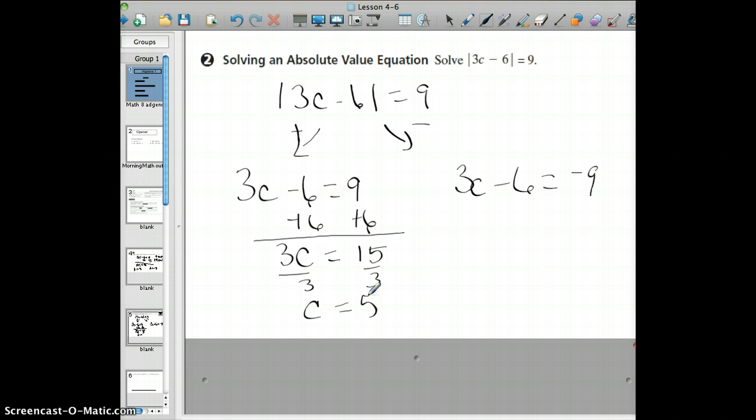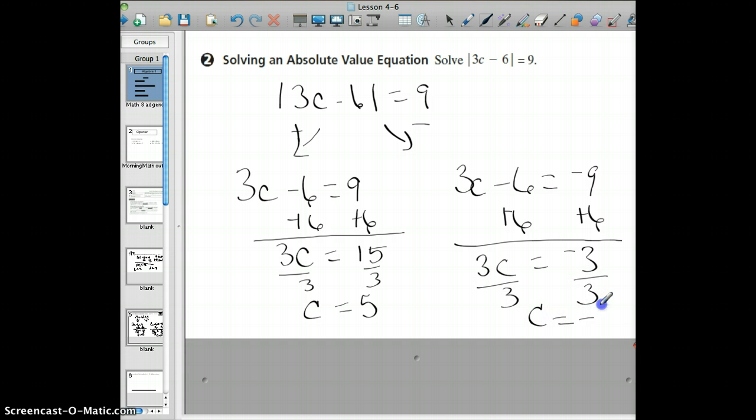So we get c equals 5 on this side. Over here with the negative, again, we're going to add 6. And notice the procedures for solving both of these are going to be the same, but the outcome is different because we have the negative on the right side of the equation over here. So we have negative 3, divide both sides by 3, and we get c equals negative 1. So we have c equals 5 or negative 1. And we could plug in either number here and we would still get 9 as the solution.